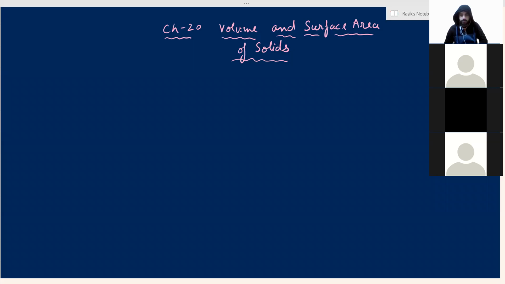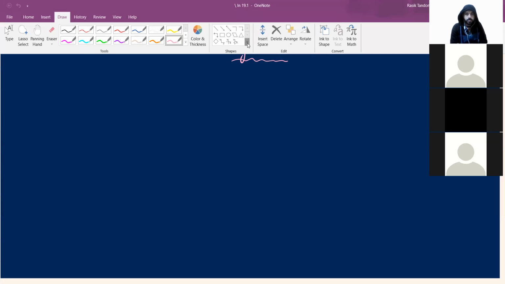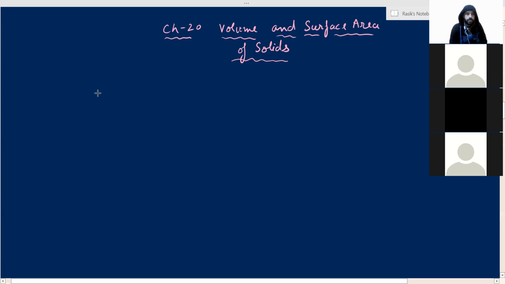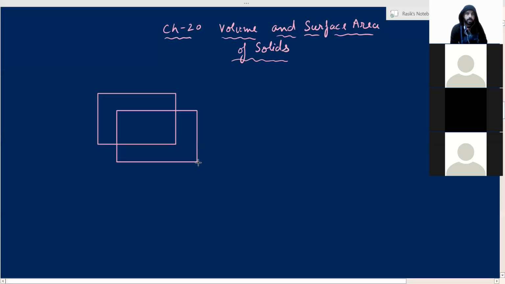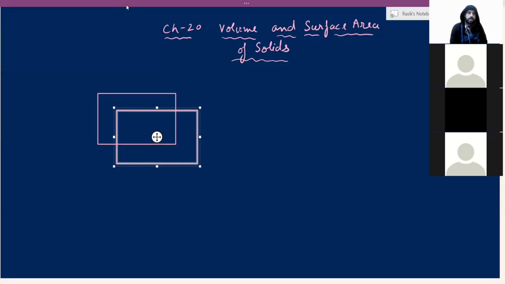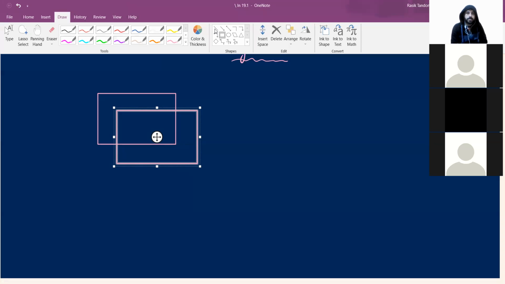So I was explaining that first of all, we are going to study all the formulae related to a cuboid. I will also tell you the difference between volume and surface area. Does anyone know the meaning of volume of a solid? Anyone knows the meaning of volume of a solid?